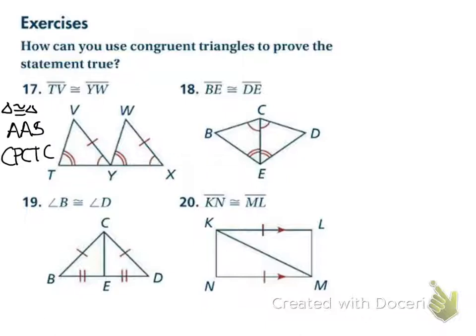For number 18, we look at our two given angle pairs. We have reflexive property right here. Once we have reflexive property, we now have angle, side, angle congruence, and then BE is congruent to DE by CPCTC. For number 19, I have two sets of sides, and then I have the reflexive.